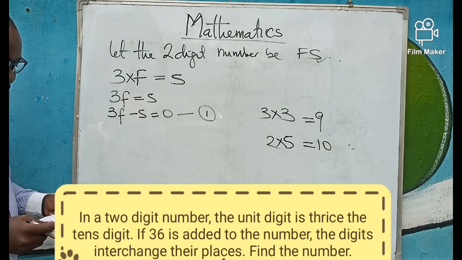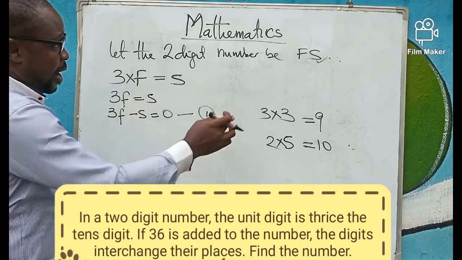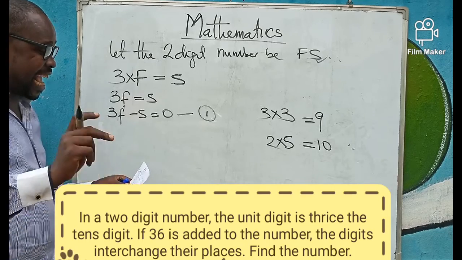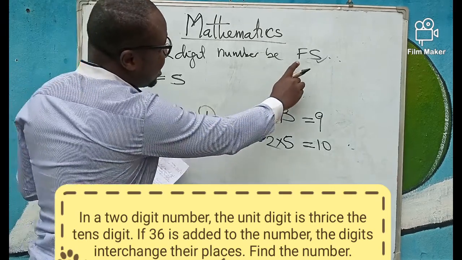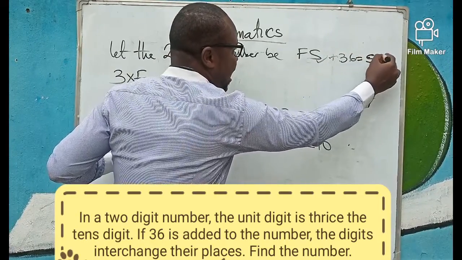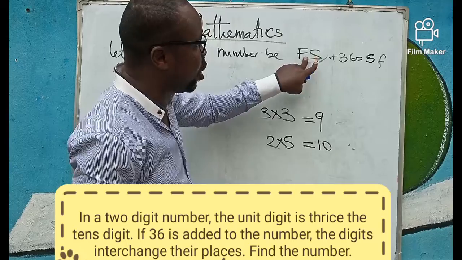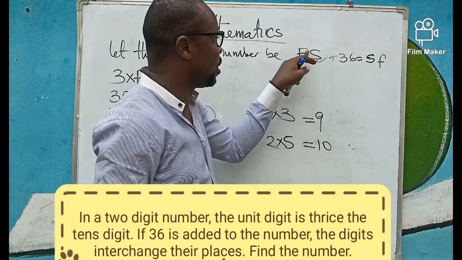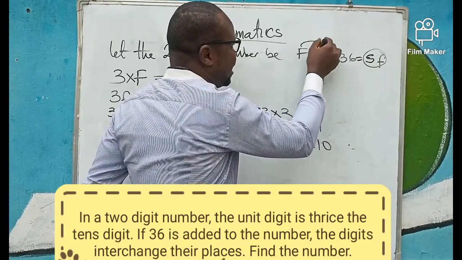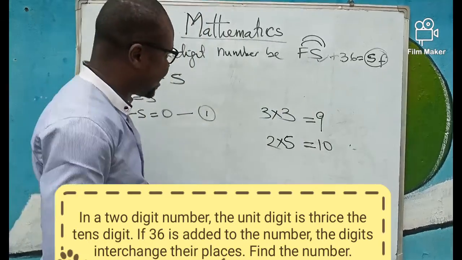The second statement says if 36 is added to the number, listen very well now. If 36 is added to the number, this is our number, so we want to add 36 to it. It says the digits will interchange their places. So I say this plus 36 equals SF. Notice what I did now. They say add 36 to this number, and it means that S will take the position of F, and F will interchange places with S. So I would like to look at this number more analytically now.